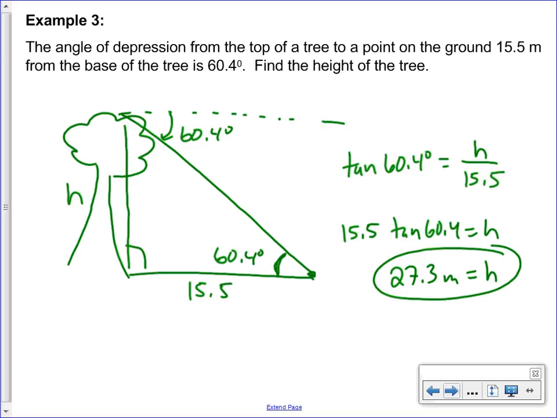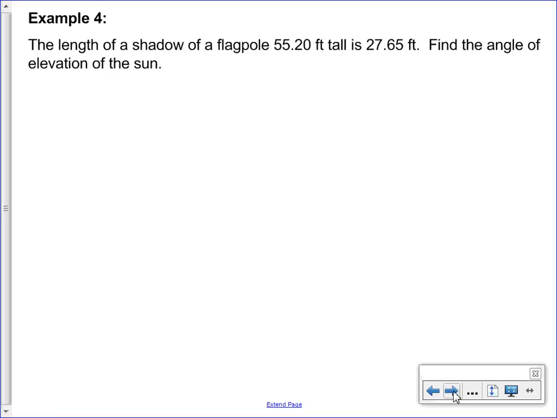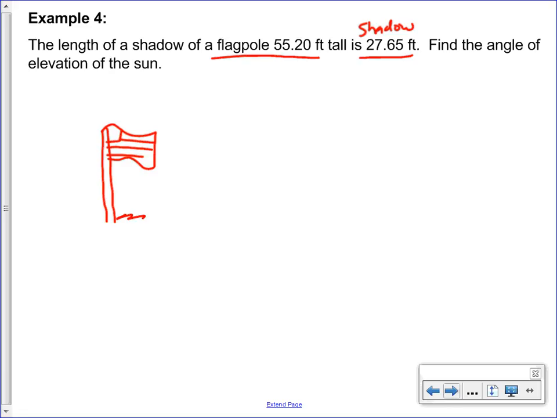Okay. Flagpole problem. Good luck. The length of a shadow of a flagpole that is 55.2 feet tall is 27.65. So, yeah, there's some word issues here. The flagpole is 55.20 feet tall. The shadow is 27.65 feet. So, realistic pictures. Flagpole. And shadow. There you go.